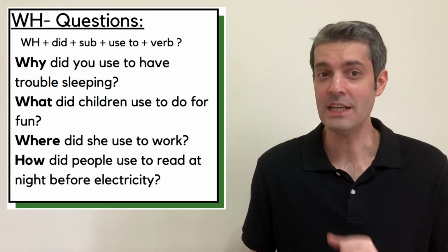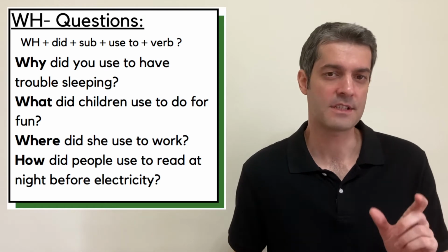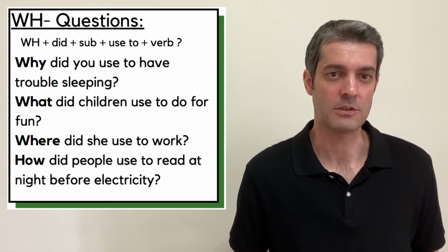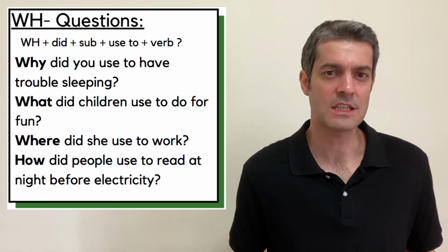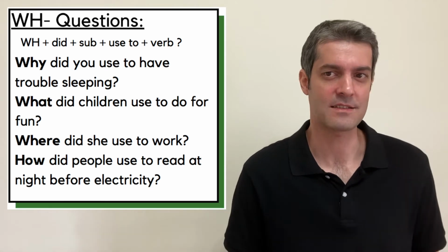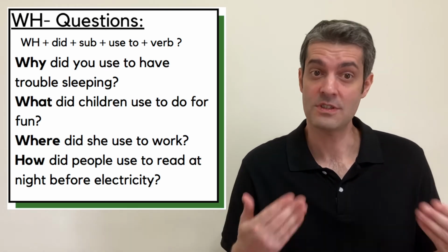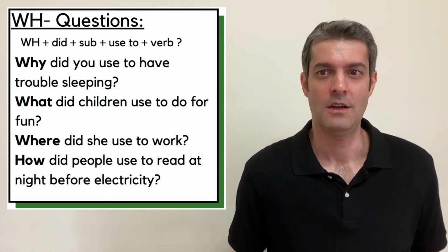To create WH questions, we have our WH question word, followed by did, our subject, used to, and our base verb. So here are some examples. Why did you used to have trouble sleeping? I used to have trouble sleeping because I had a lot of stress. What did children used to do for fun? They used to play outside a lot more.